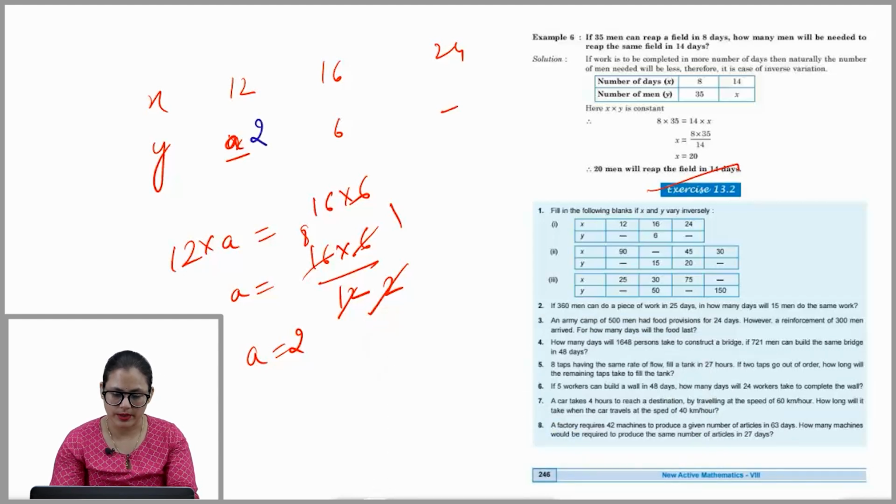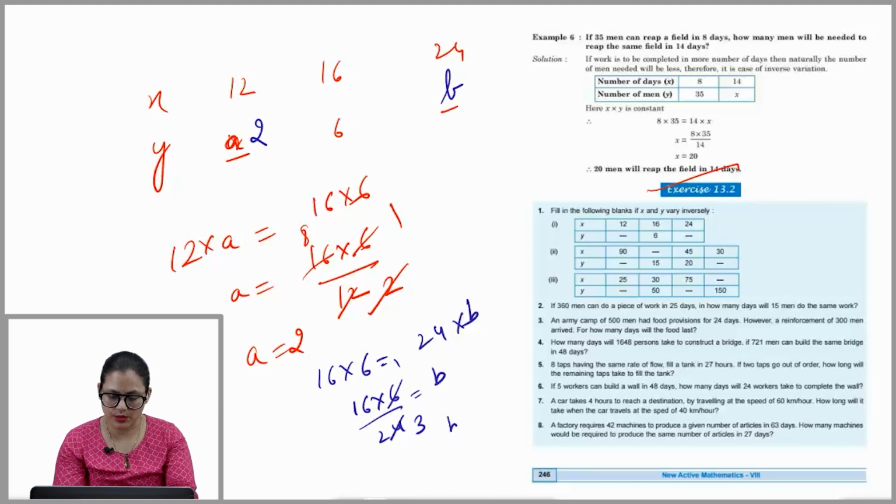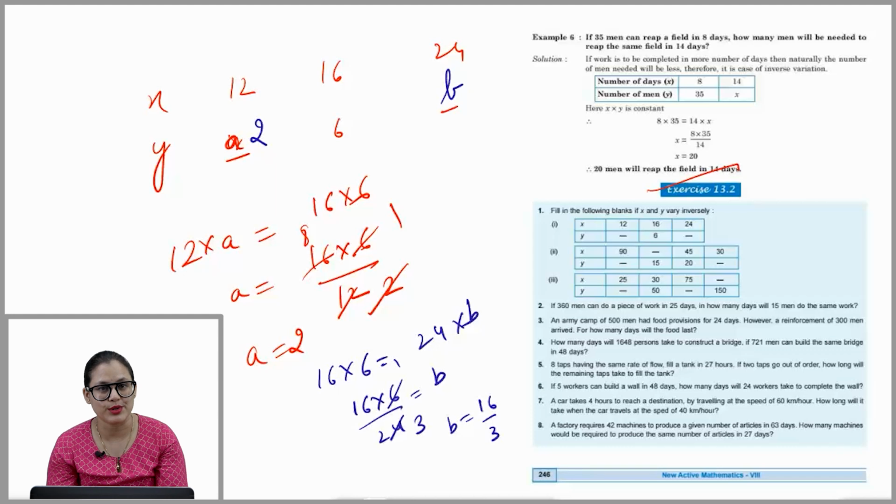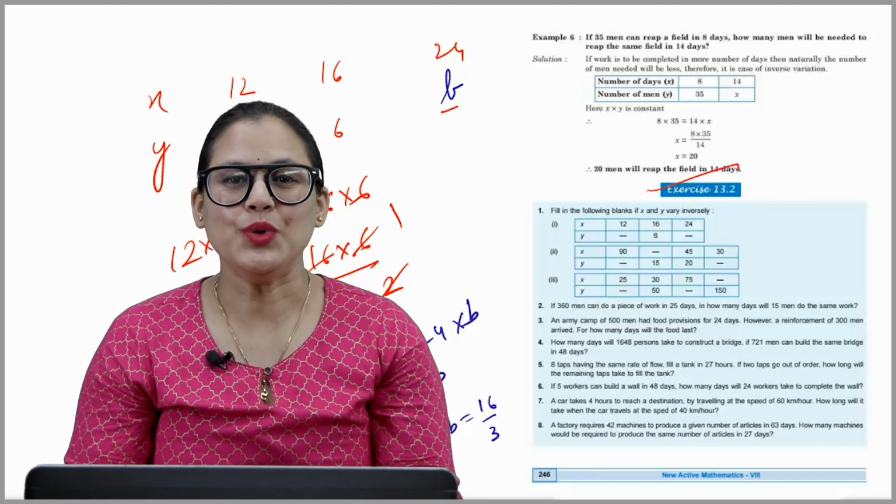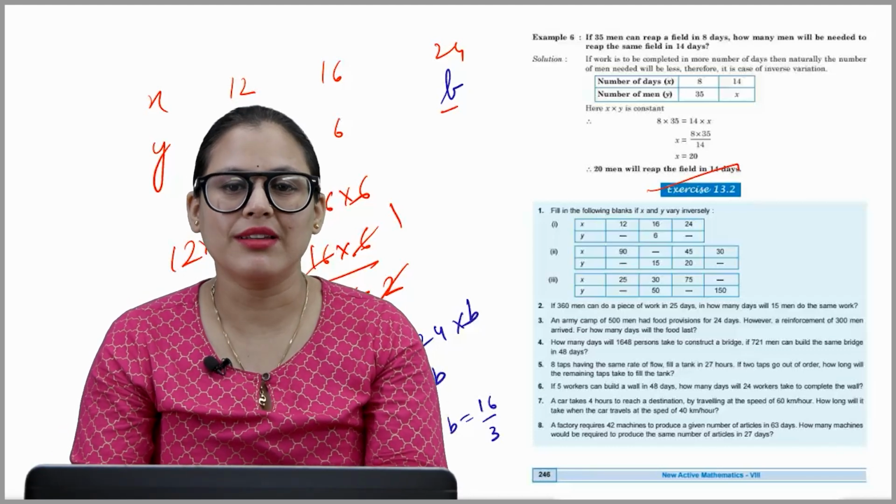Now this one, let this be b. 16 into 6 is equal to 24 into b, and 16 into 6 upon 24 is equal to b. So 6 1s are 6, 6 3s are 24. So b is equal to 16 by 3, or you can write it in decimal also, right students? Now you will do practice of the remaining exercise.